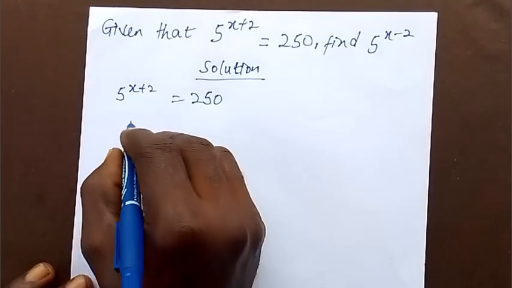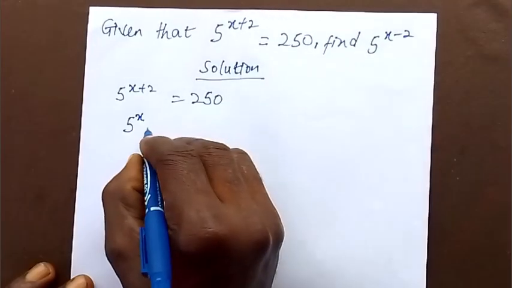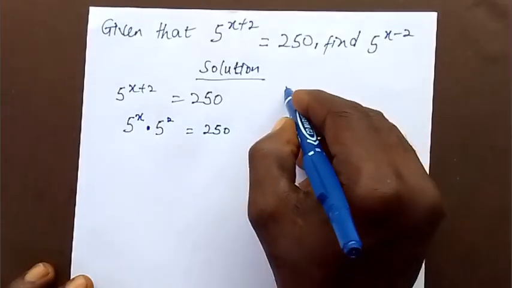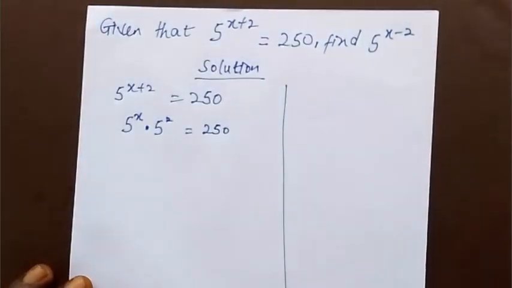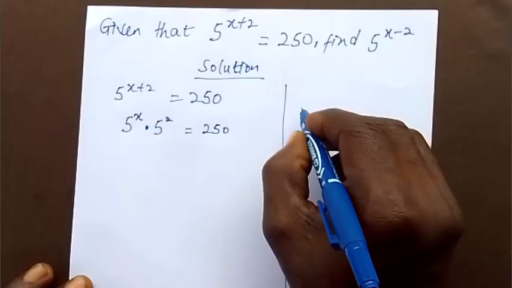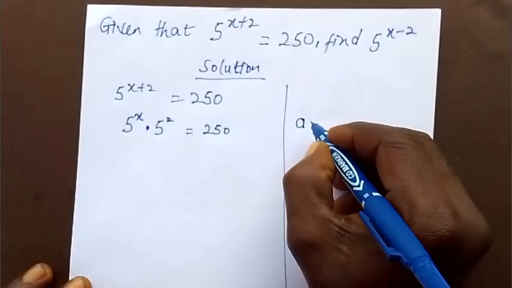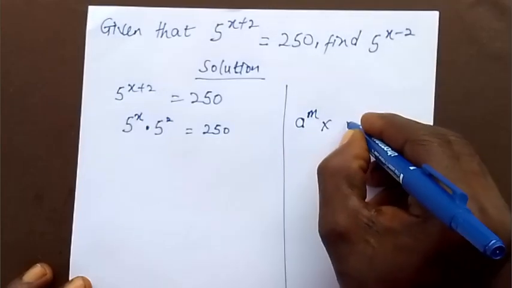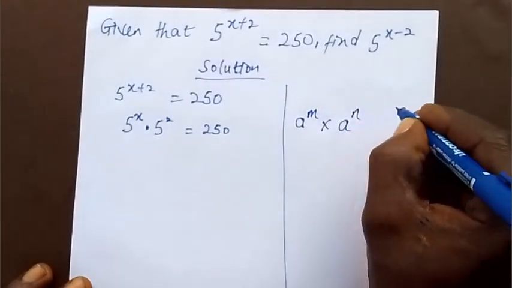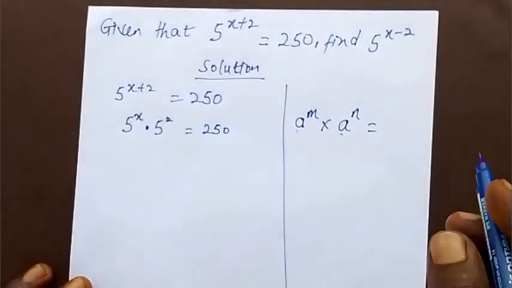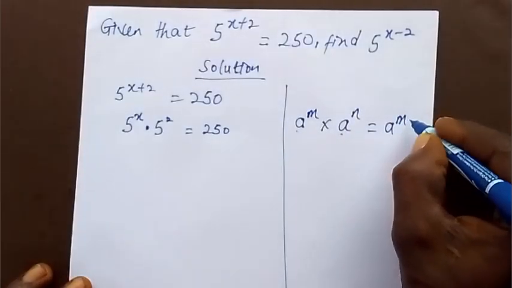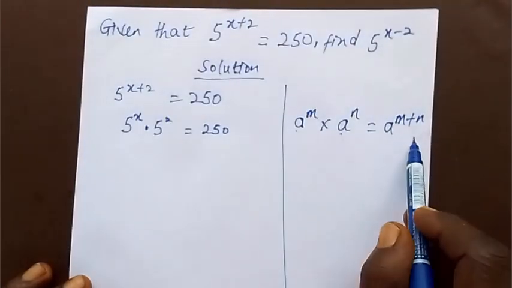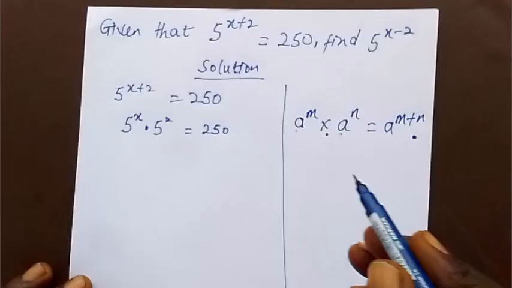5 raised to the power x plus 2 can be written as 5 raised to the power x multiplied by 5 raised to the power 2 equals 250. That is, from indices, one of the laws says that a number a raised to the power m multiplied by a number a again raised to the power n, because the bases are the same, we can write this as a raised to the power m plus n. So this is what we are applying over here. If you are given this, you can expand to become like this.